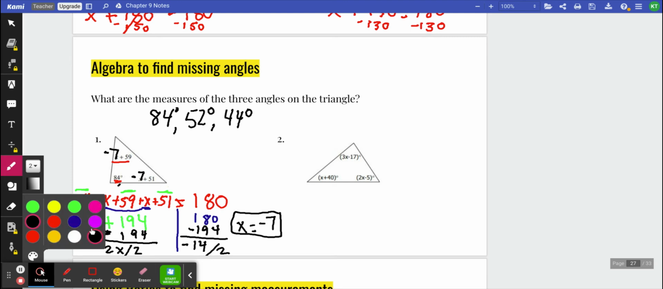All right, let's look at another example here. So again, I know my total is 180.